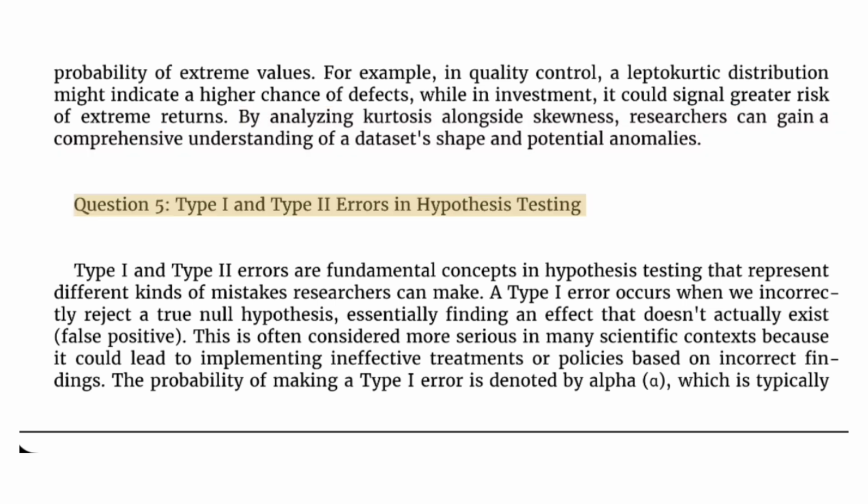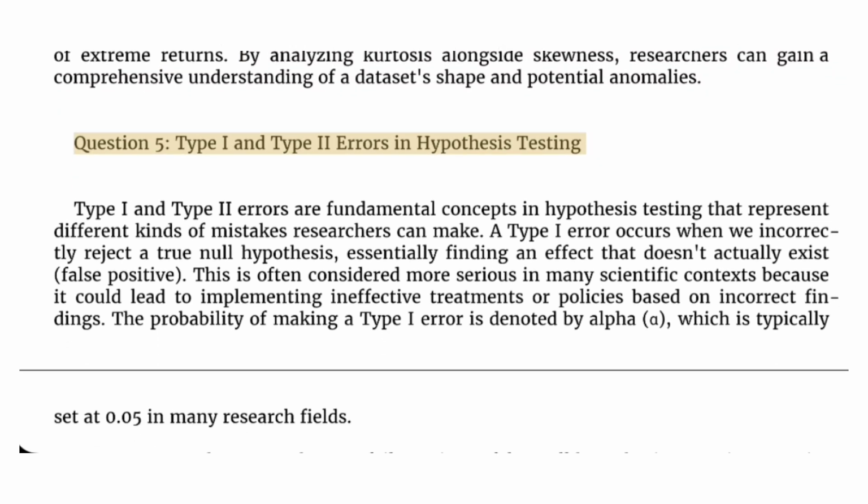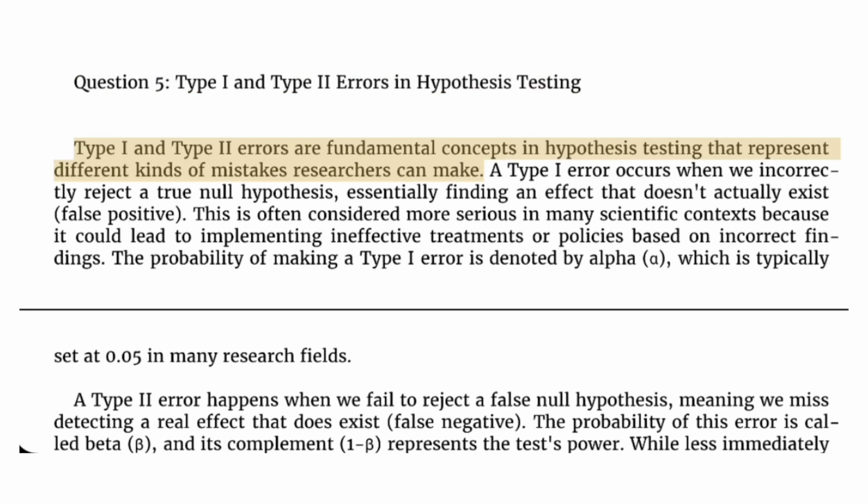Question 5. Type 1 and Type 2 errors in hypothesis testing. Type 1 and Type 2 errors are fundamental concepts in hypothesis testing that represent different kinds of mistakes researchers can make. A Type 1 error occurs when we incorrectly reject a true null hypothesis, essentially finding an effect that doesn't actually exist, a false positive. This is often considered more serious in many scientific contexts because it could lead to implementing ineffective treatments or policies based on incorrect findings.